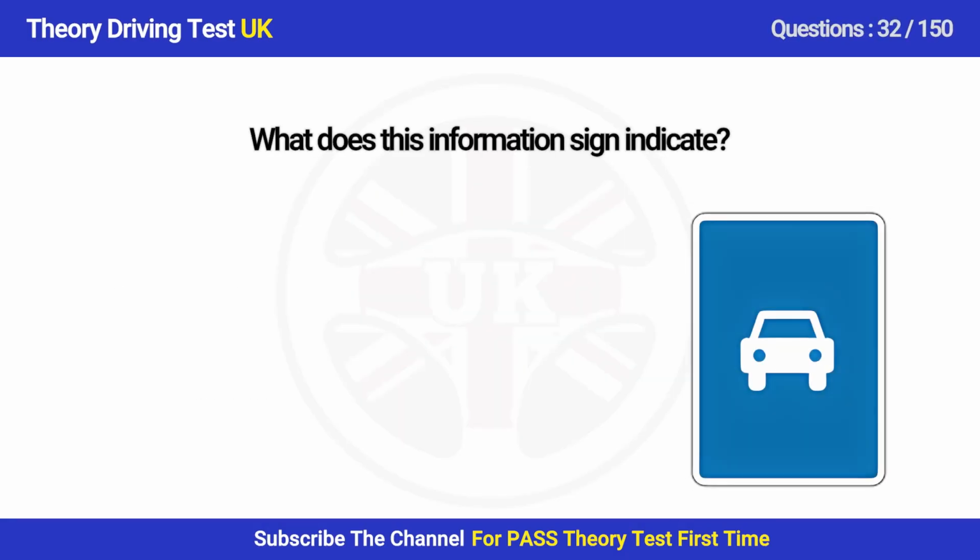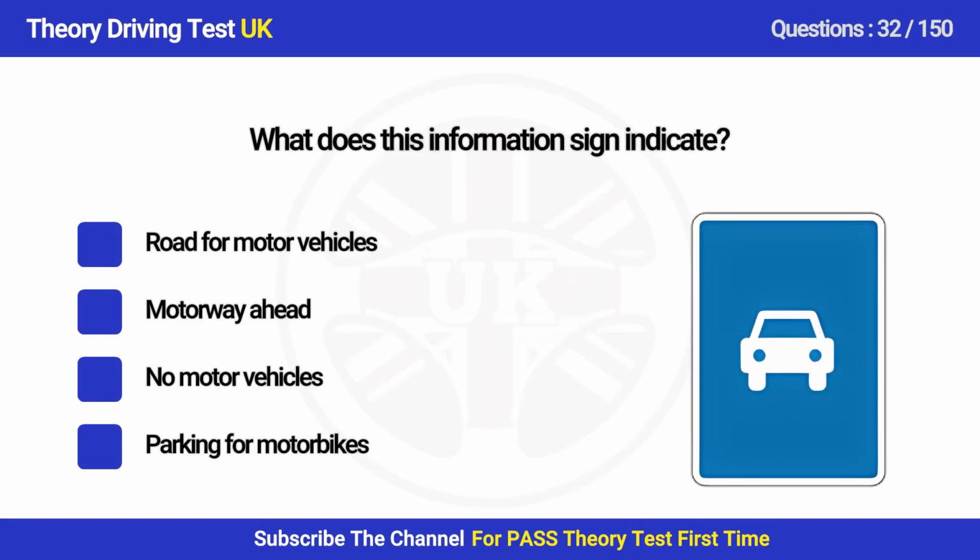Question 32. What does this information sign indicate? A. Road for motor vehicles. B. Motorway ahead. C. No motor vehicles. D. Parking for motorbikes. Answer is A. Road for motor vehicles.